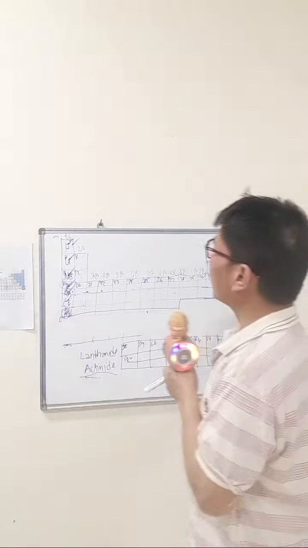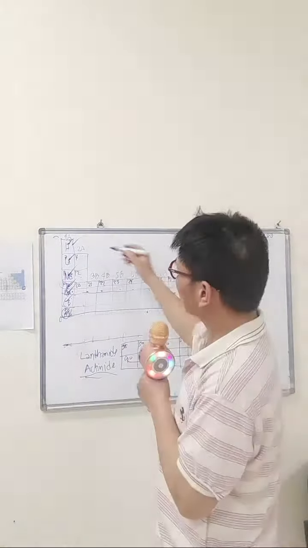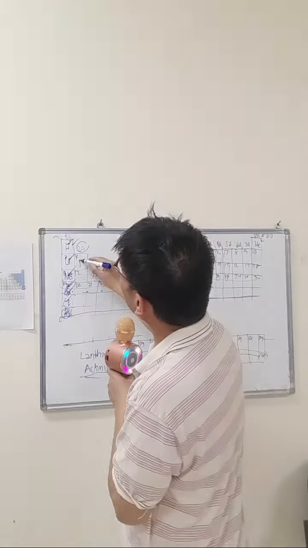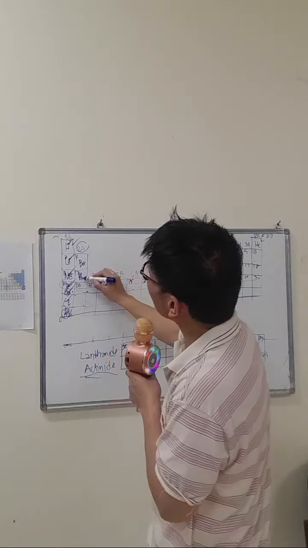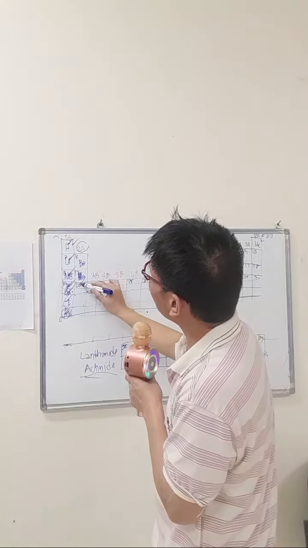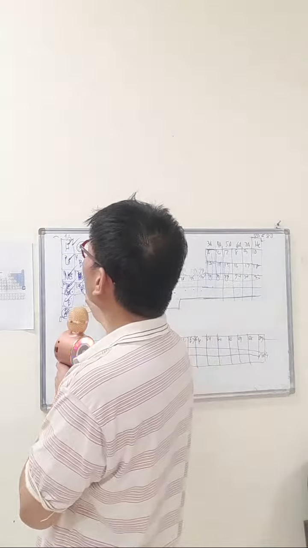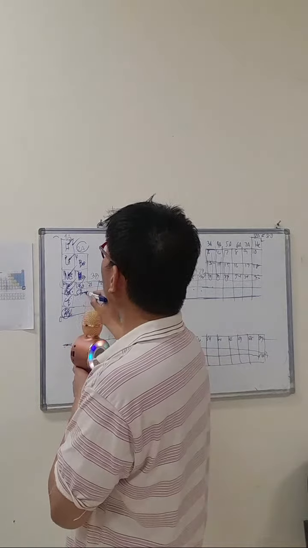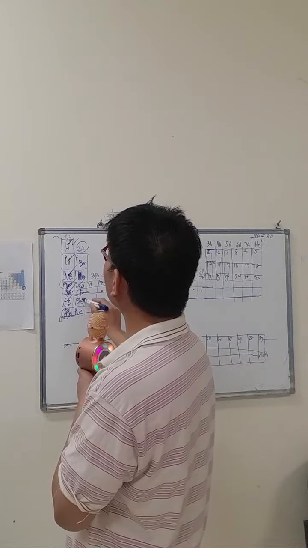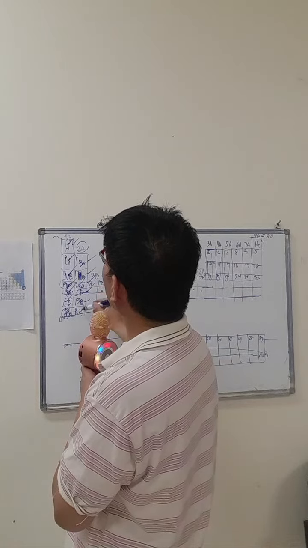Now, what do we have next? The alkaline earth metals in group 2A: beryllium, magnesium, calcium, and we have also the strontium, barium, and then we have the radium. Beryllium, magnesium, calcium, strontium, barium, radium.